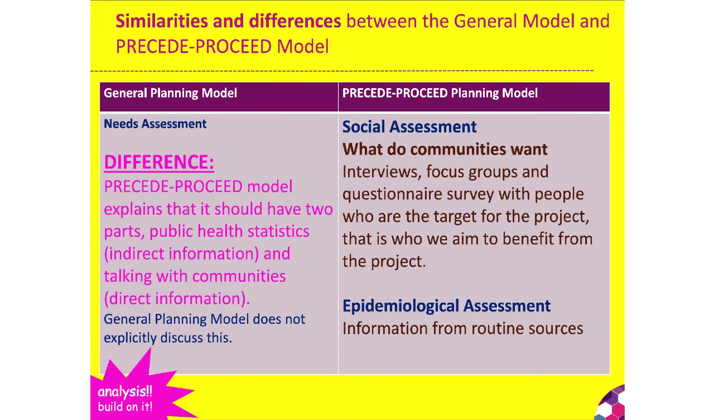So let's look at the kind of similarities and differences between the general model. Well, in the general planning model, we just talk about needs assessment, but in the PRECEDE-PROCEED model, we talk about both a social assessment and an epidemiological assessment. Therefore, the PRECEDE-PROCEED model explains that it should have two parts. We need to have public health statistics, indirect information about the population, as well as direct information about the population by talking with communities and understanding what their needs are and listening to what their wants are. What do they think is important to improve their health and well-being and their quality of life? The general planning model does not explicitly discuss this.